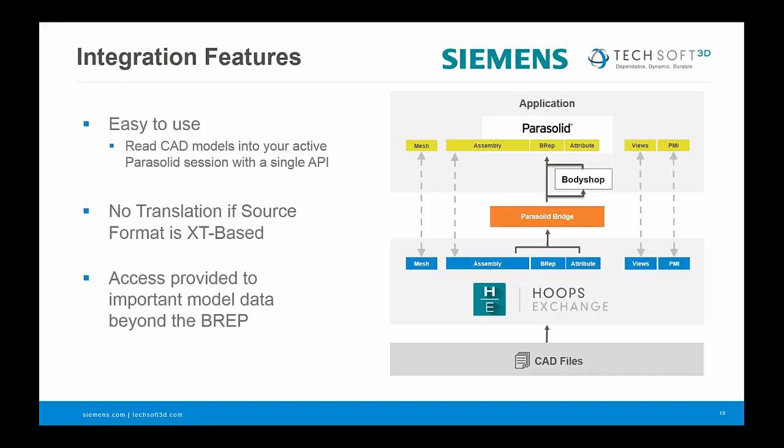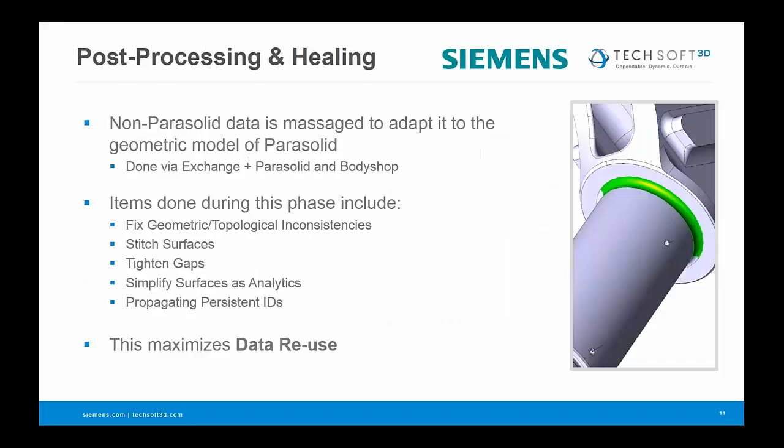So let's talk a little bit about what goes on when we're bringing this data over to Parasolid. Once we move outside the Parasolid community, outside the world of NX, Solid Edge, and SolidWorks, we need to start thinking about data translation, because you're adapting the data from, let's say, Creo to the mathematical engine of Parasolid, and so we need to essentially massage and tune the data.